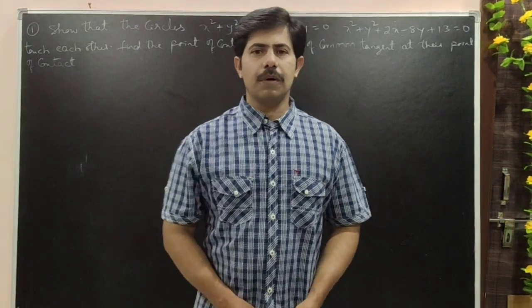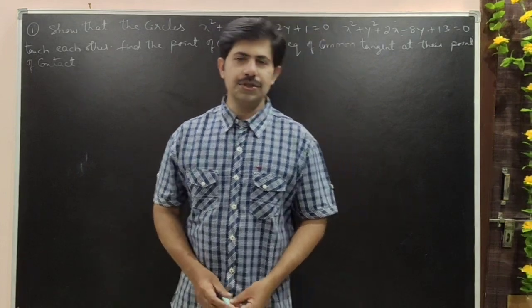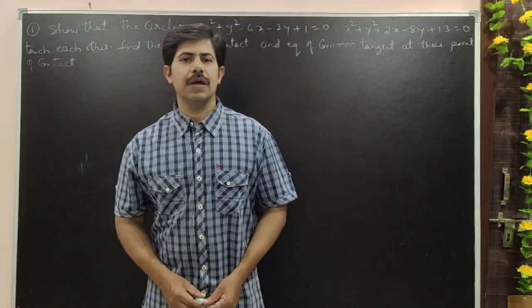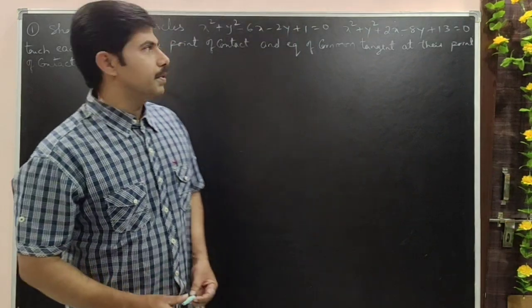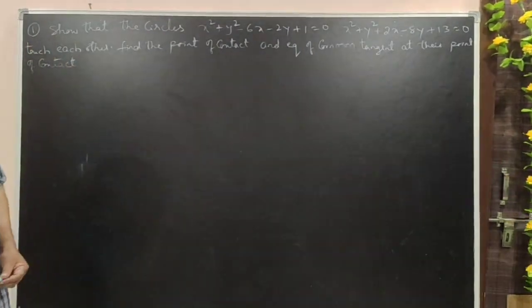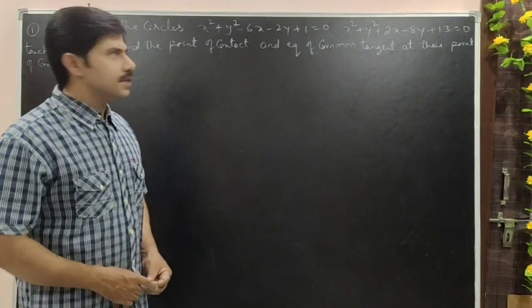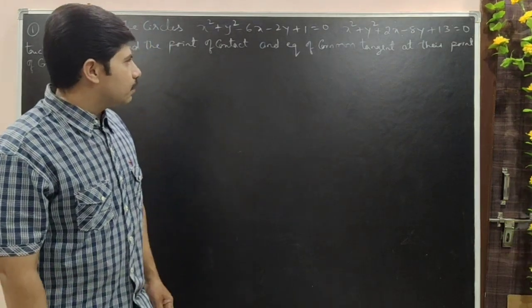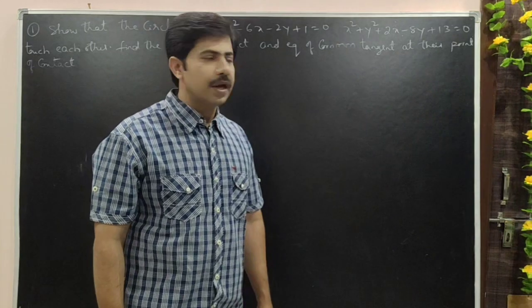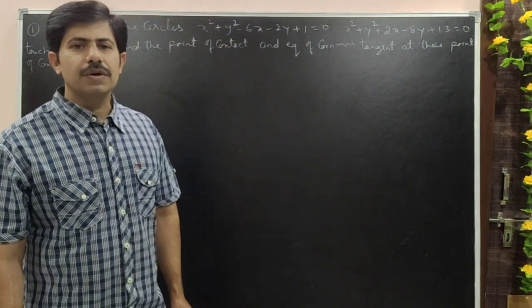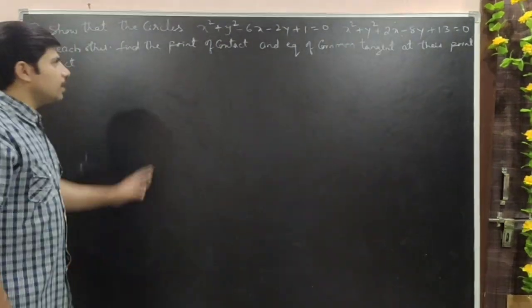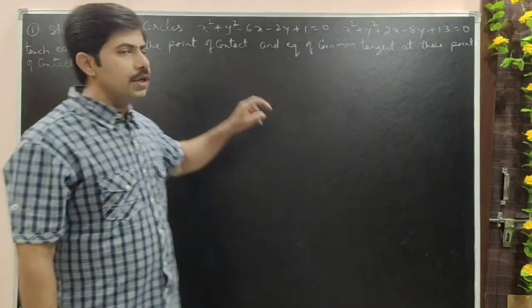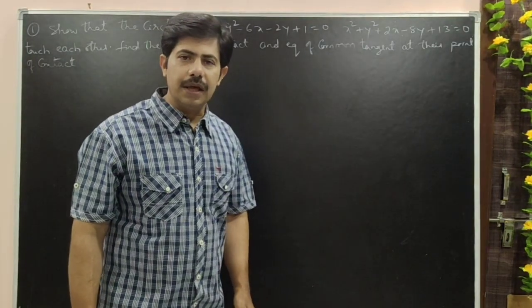So we'll solve the problems on relative position of two circles. Okay, so the first problem is, show that the circles x² + y² − 6x − 2y + 1 = 0 and x² + y² + 2x − 8y + 13 = 0 touch each other. Find the point of contact and equation of common tangent at their point of contact.